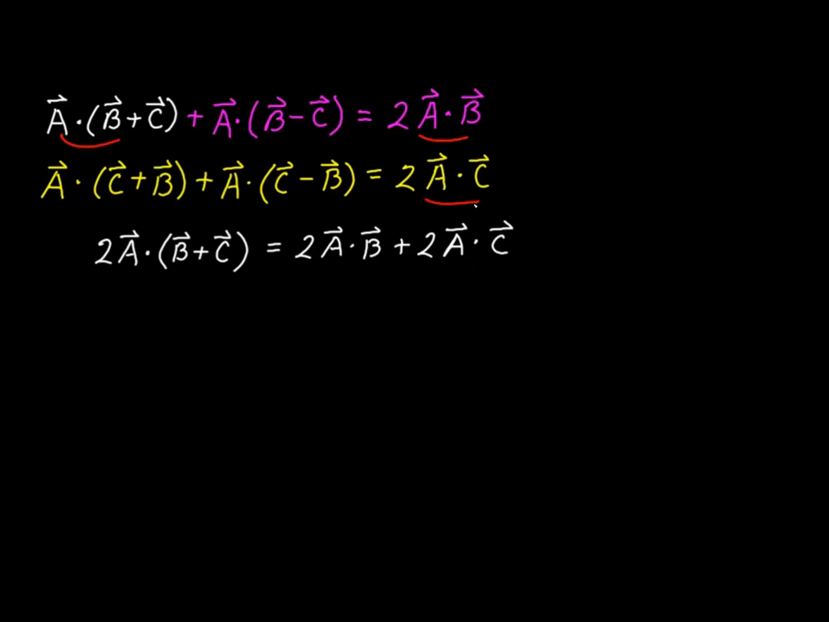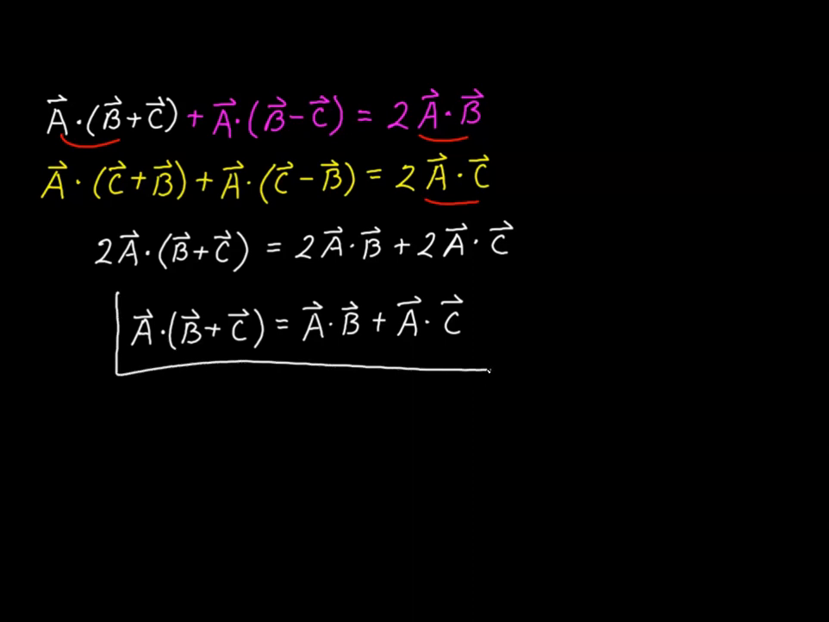And now, in one final step, I'll simply divide everything by 2, and we've arrived at the point we've been trying to get to. This is the distributive property of the dot product. It shows us that A dotted into the sum of B plus C equals A dot B plus A dot C. We say that the operation of the dot product is distributive over vector addition.